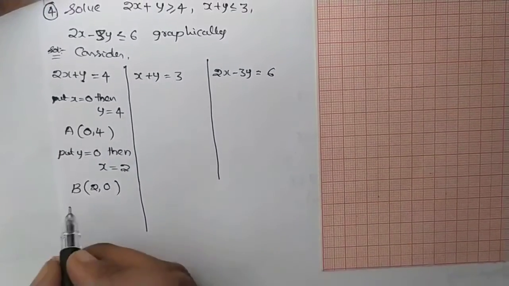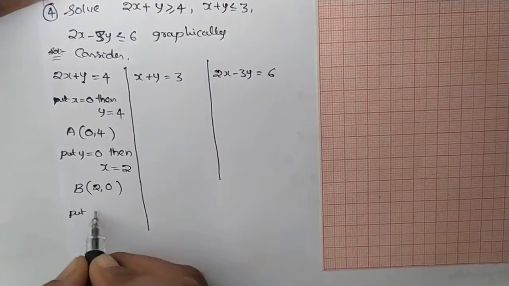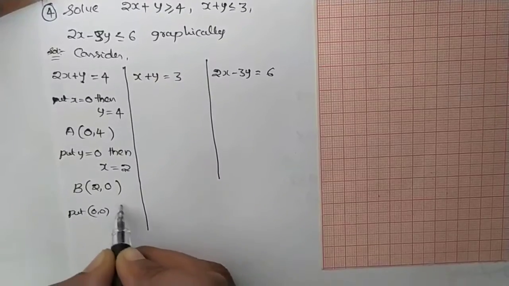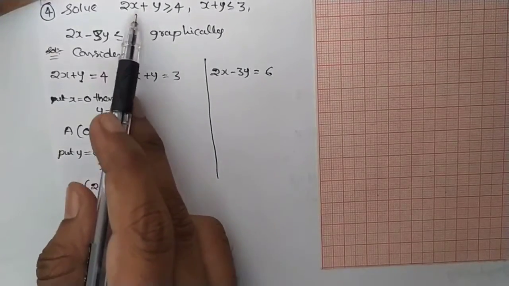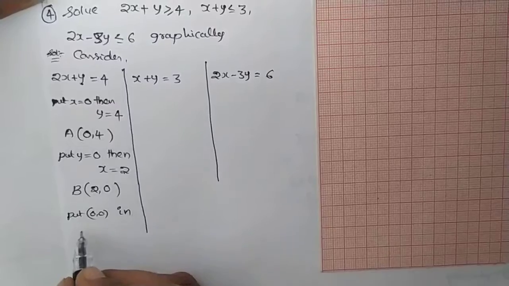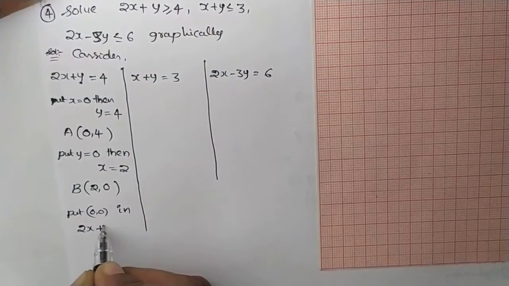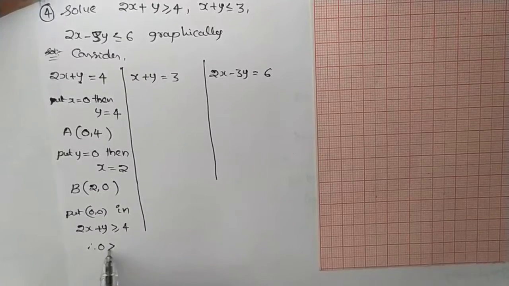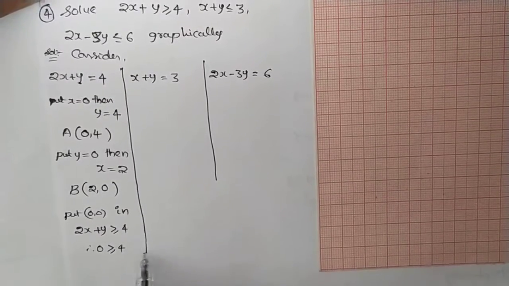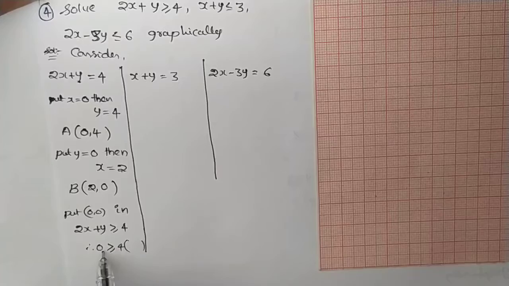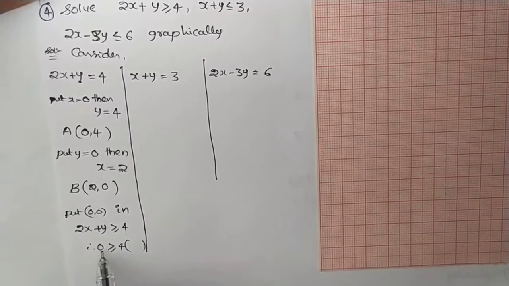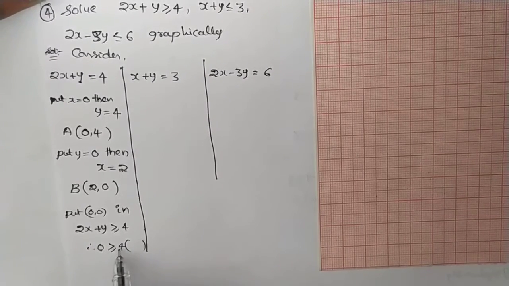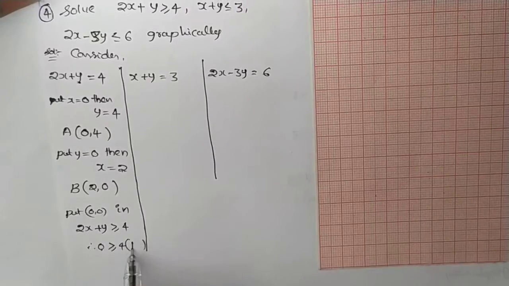Similarly, now the last step is what? Put 0 comma 0 in the inequality. In the given inequality, 2x plus y is greater than or equals to 4. Therefore, 0 is greater than or equals to 4. Is this true or false? It says that 0 is larger than 4. Is this true or false? It is false.